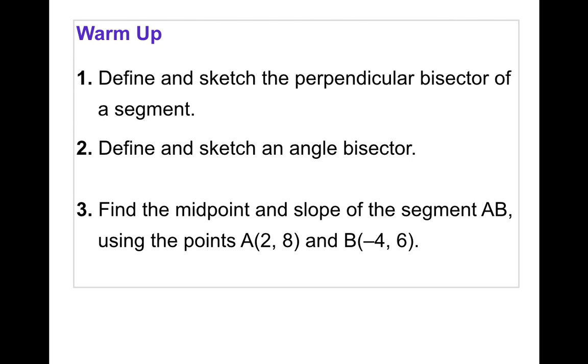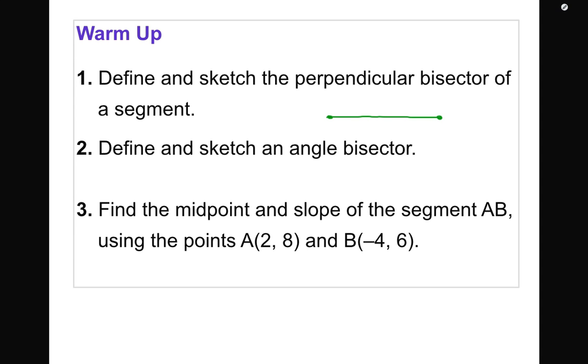Okay, number 1, define and sketch the perpendicular bisector of a segment. Well, to define it, to explain it, a perpendicular bisector is a line, ray, or segment that intersects a segment at its midpoint and forms a 90-degree angle with it. So if I'm sketching one, let's put the segment this direction, and then a perpendicular bisector through it. That's not a very good estimate, but probably about there, right angle, a line going through it.